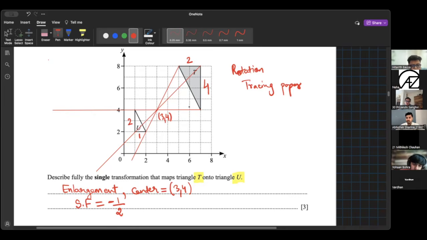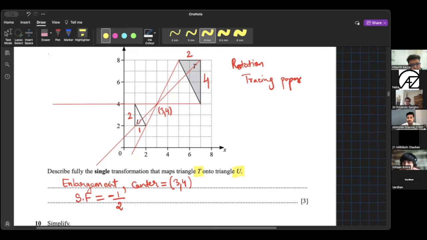And in this enlargement question, can I mismatch the order of my writing, like enlargement, scale factor, center? That is fine. But you can clearly see this is a 3-marker question. We cannot miss out on any of these 3 pieces of information: enlargement, scale factor, and center. All three we have to write to get full score in this question.